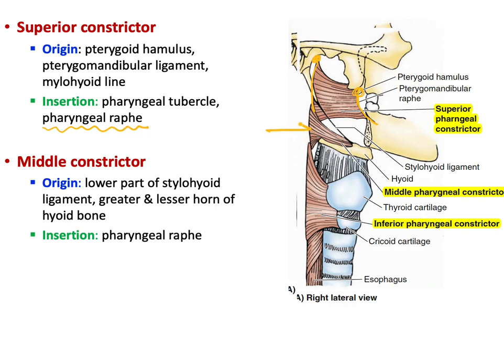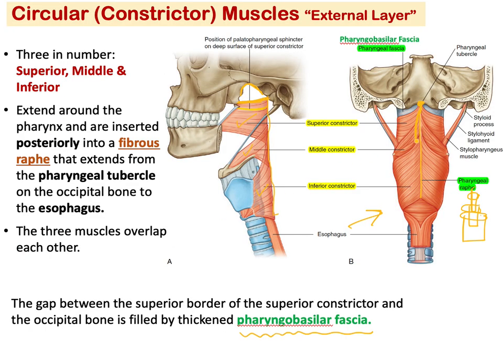Now let us jump to the middle constrictor muscle, which originates from, first of all, you see this styloid process of the temporal bone. There is a ligament from there connected to the hyoid bone. We call it the stylohyoid ligament. From the inferior part of this ligament, the middle constrictor muscle originates, and also from the greater and lesser horns of the hyoid bone, and again it's inserted into the pharyngeal raphe. Let me remind you where this is: the pharyngeal raphe, posteriorly.